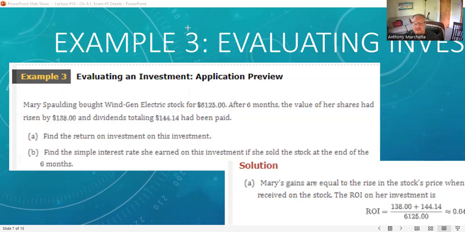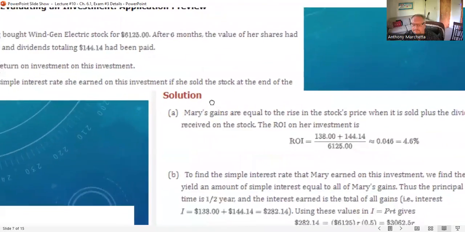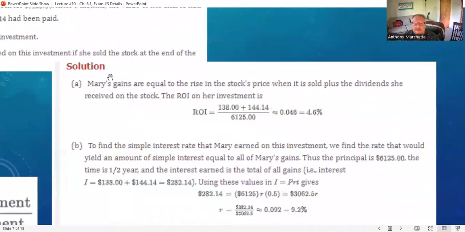Here is the explanation. We say that Mary's gains are equal to the rise in the stock's price when it's sold, plus the dividends she received on the stock. So as you see, we add the stock and the dividends together. And that's the numerator for the return on investment here. And then your denominator is going to be the amount that you put in right there. So when we do that, remember, return on investment is supposed to be in the form of a percentage, and you're going to get it in a decimal.